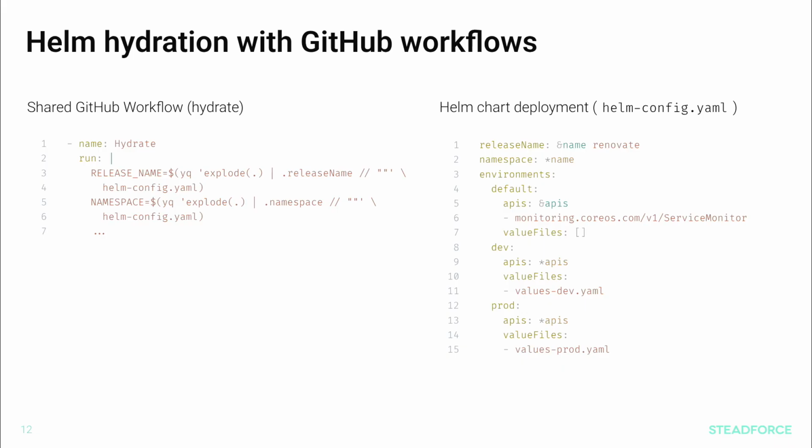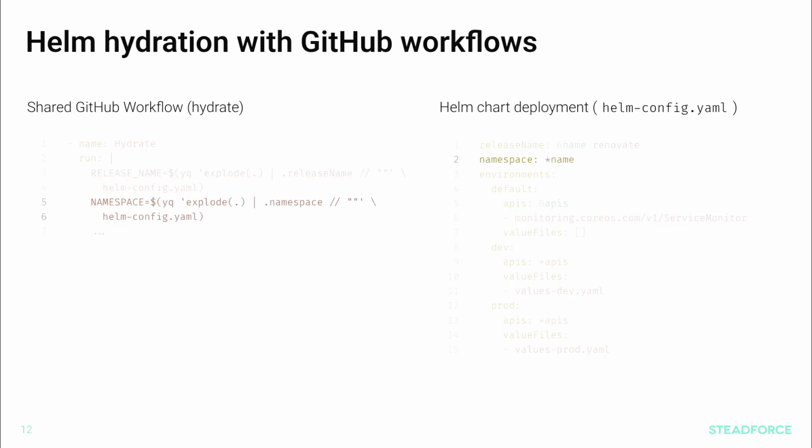As I said, we don't have time for all of the details, but in general, you grab some basic information from this Helm configuration. You can see on the right side, you have environments configured here: default, dev, and prod, with different value files used, and also with some additional APIs which you need to configure for Argo CD to be aware of specific custom resources.